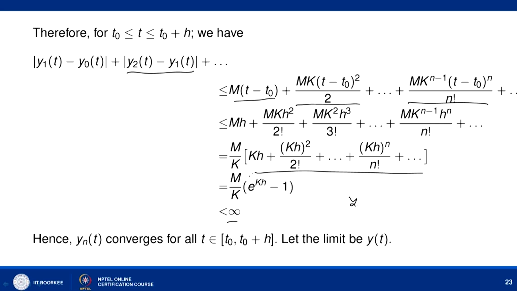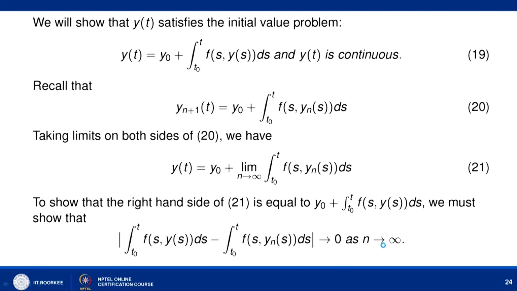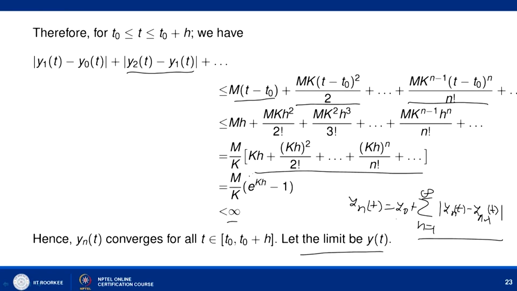So it means that y_n(t) is basically what? y_n(t) is y_0 plus the summation n equal to 1 to infinity of (y_n(t) - y_(n-1)(t)), and we have shown that this part is finite. So adding y_0 keeps this quantity finite. So we can say that y_n(t) converges for all t belonging to [t_0, t_0 + h], and since it is convergent, we say that the limit is y(t). So y(t) is given as the limit of this infinite series.